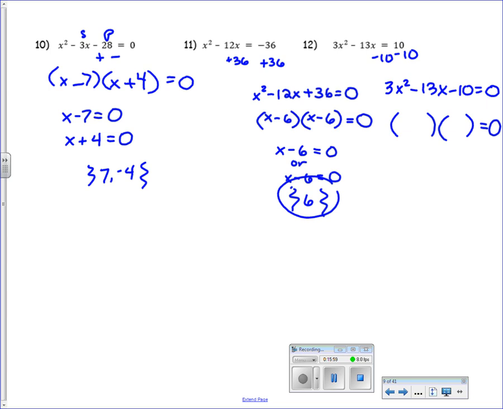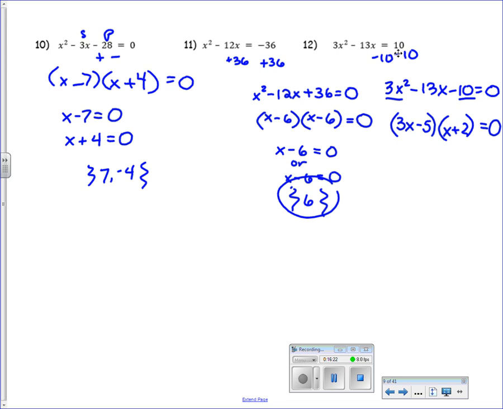So for here, I need numbers to multiply to the front. So I worry about the engine and the caboose of the train. So I need numbers that multiply to 3. So I'm going to have 3x and 1x. And then I'm going to need numbers that multiply to make negative 10. So let's see. Let's try a negative 5 and positive 2.